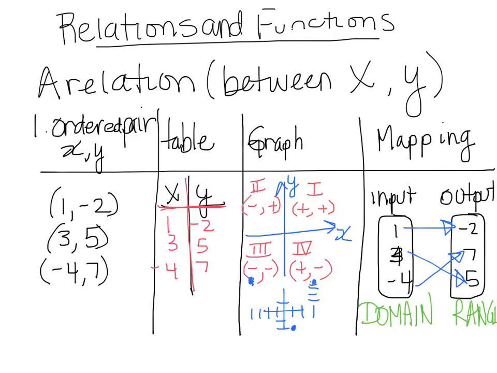Typically x is the input: you give an x, find y, and y is the output. So we would say the same thing: all your x coordinates are your domain, and all your y coordinates are your range. You can think about it as x and y, or as input and output. Alright, so that's relation. Let's go talk about functions as a subset of relations.